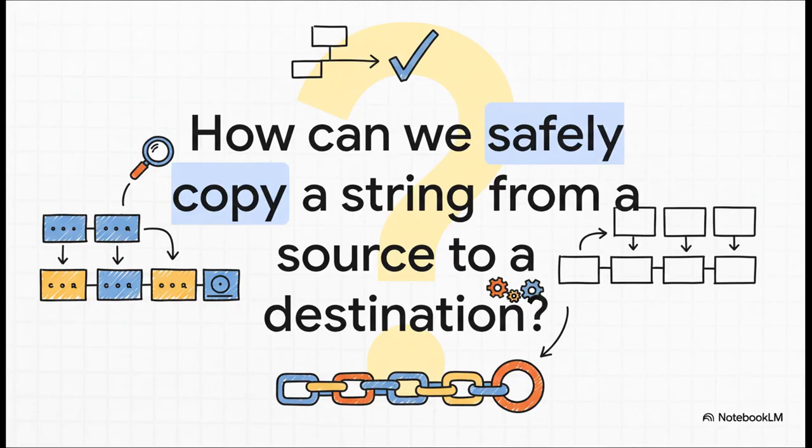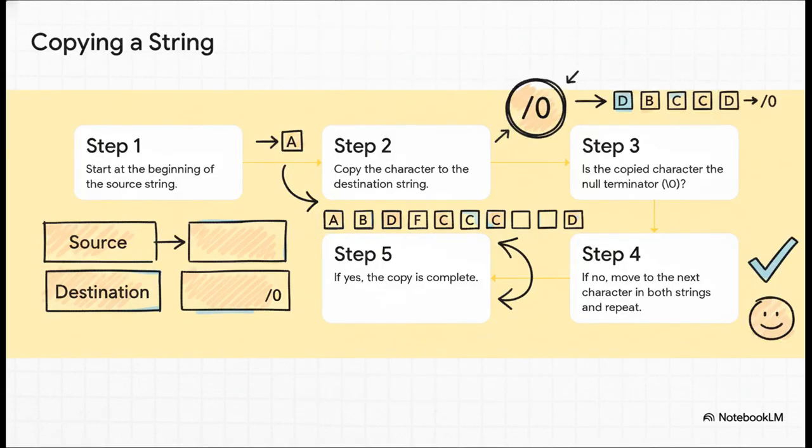See, it's not enough to just copy the letters HELLO. We have to copy the entire structure, and that means we've got to pay very close attention to that all-important final character. The way this works is actually pretty clever. We go character by character from our source, and we drop it into our destination. And we just keep doing that until the character we've just copied is the null terminator itself. As soon as that \0 is in place in the new string, we know our copy is properly terminated and our work is done.